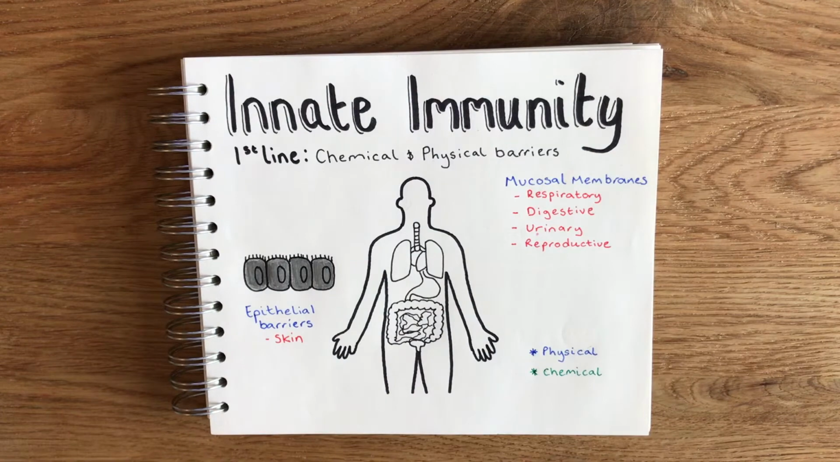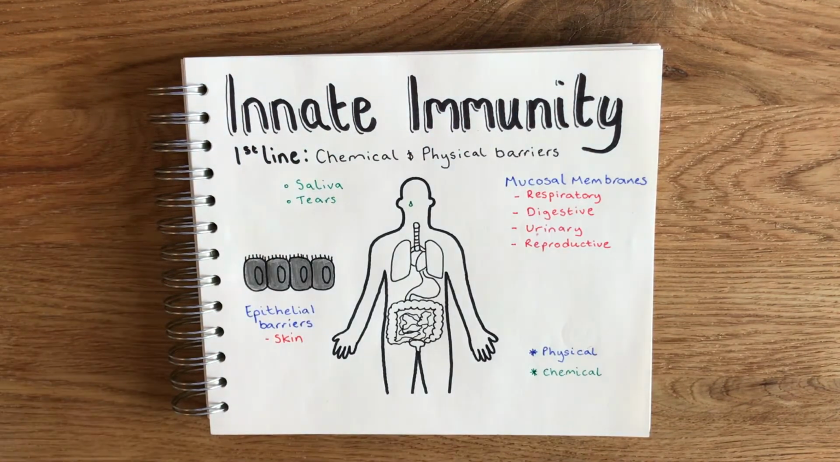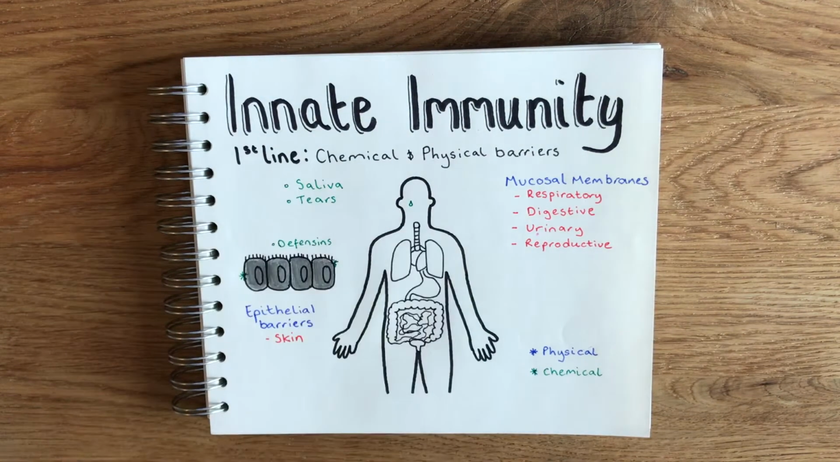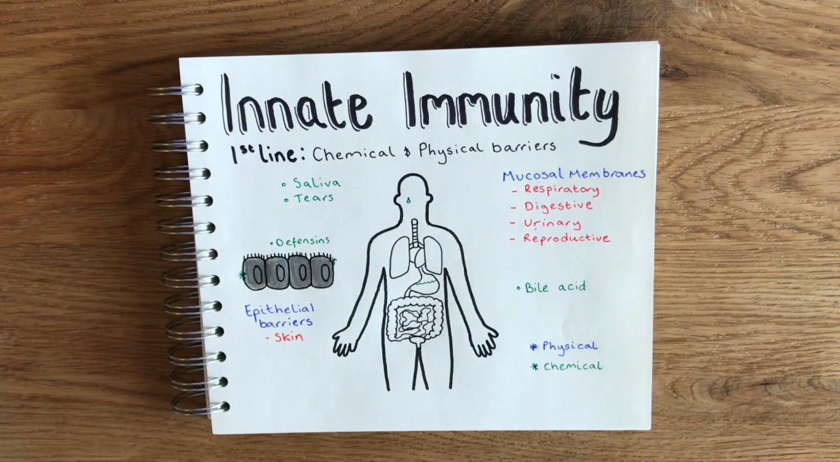For example, we have enzymes in our saliva and our tears which protect against bacteria. Our skin is also full of peptides called defensins, which can kill a wide range of pathogens. And our stomach is full of bile acid, which is there to basically kill off any pathogens that might end up there.